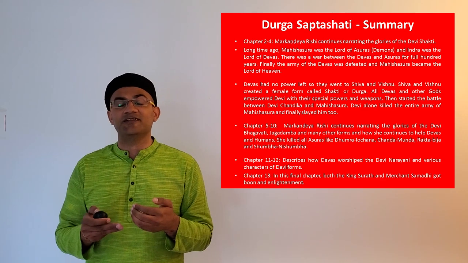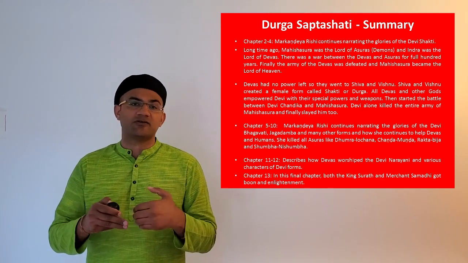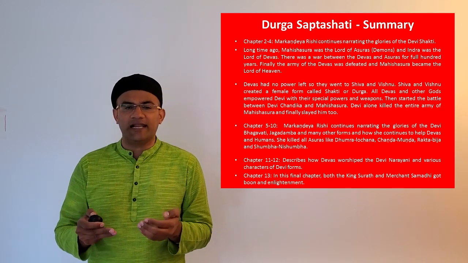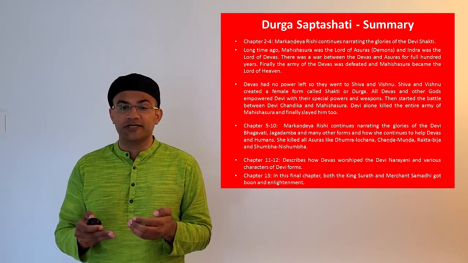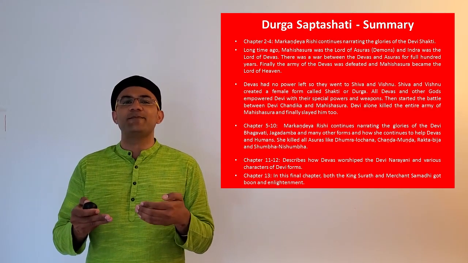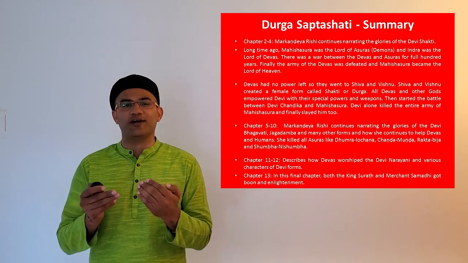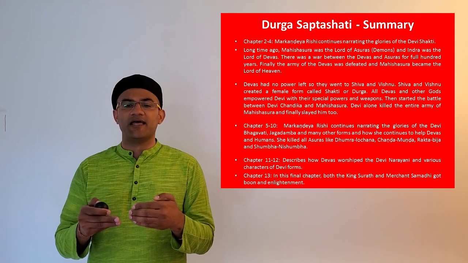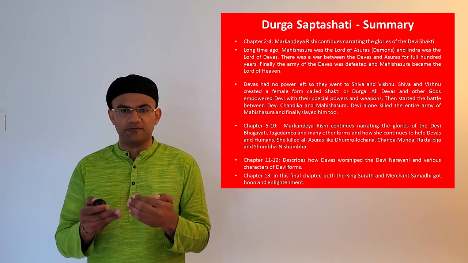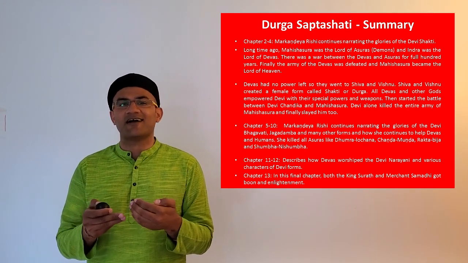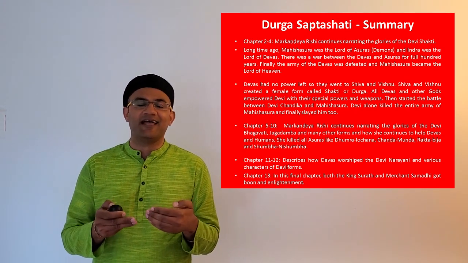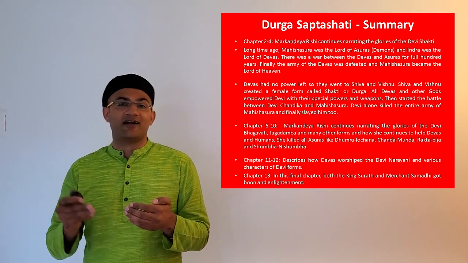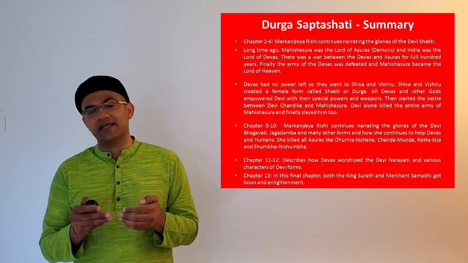And finally, the army of the Devas got defeated, and Mahishasura became very powerful and lord of the heaven. The Devas had no power left, so they went to Shiva and Vishnu. Shiva and Vishnu created a female form called Shakti or Durga. The Devas and other gods empowered the Devi with all the powers, ammunitions and weapons; everything they gave to this Devi, this Shakti. Then started the battle between Devi Chandika and Mahishasura, the demon king. Devi alone killed the entire army of Mahishasura and finally slayed him too.